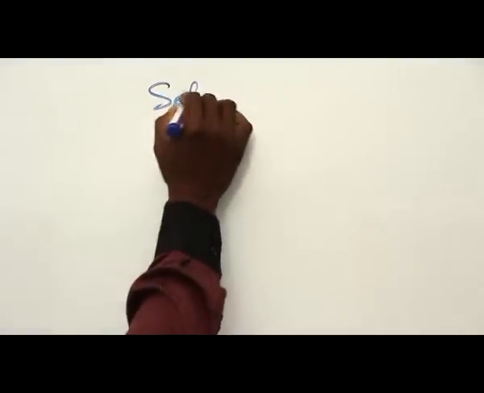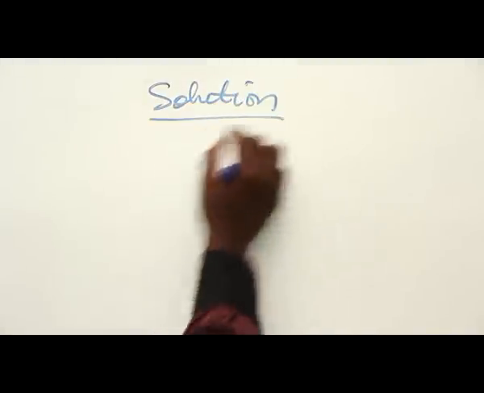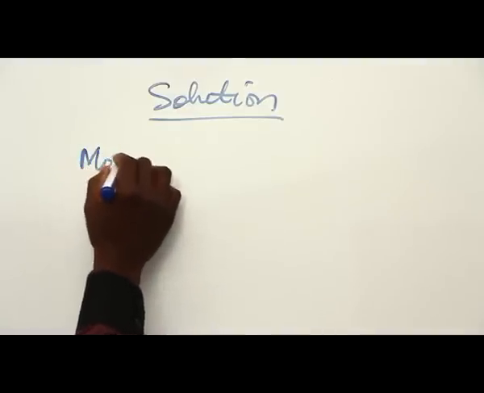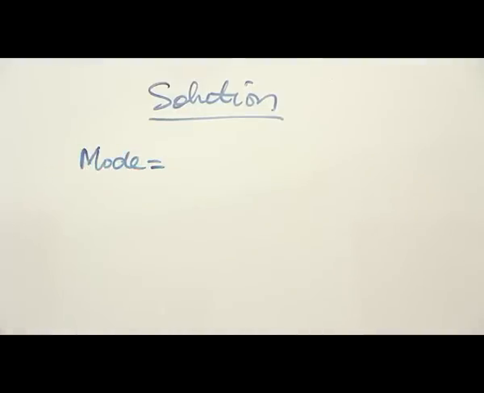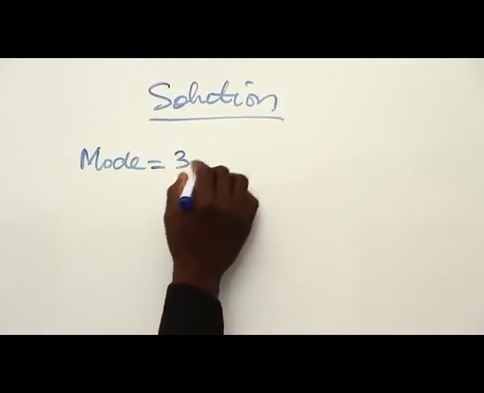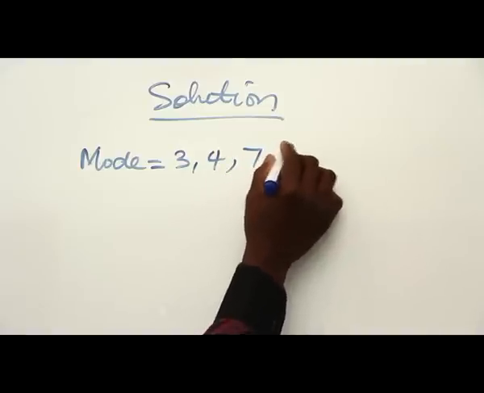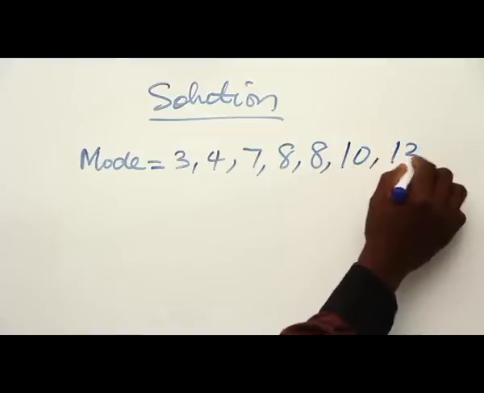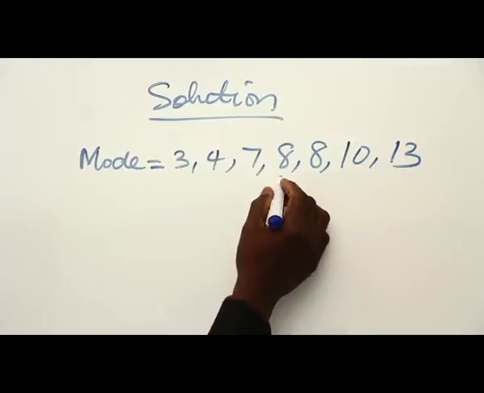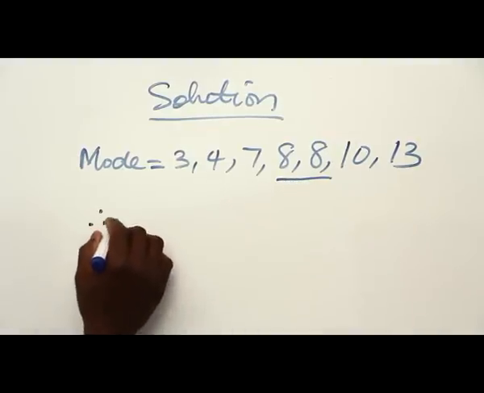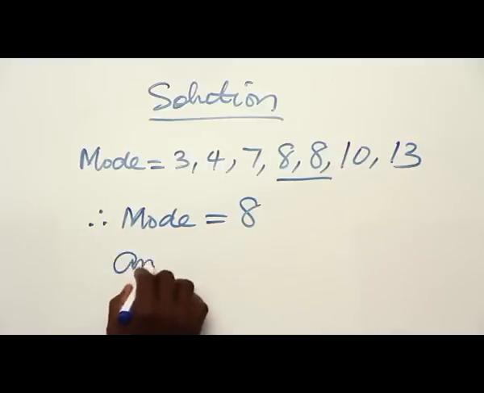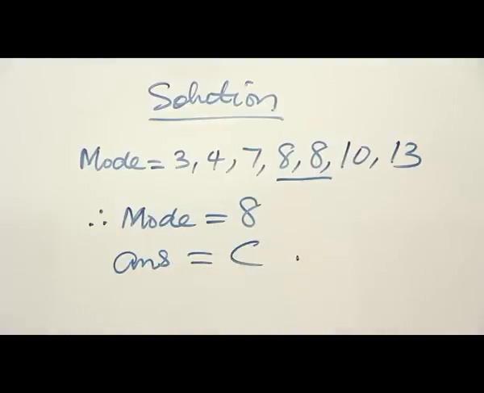Solution. Since we are looking for the figure that appears most in the distribution, it's better we rearrange so that we can write mode as mode equal 3, 4, 7, 8, 8, 10, 13. And so 8 occurs most. Therefore, mode equal 8. Answer equal C.